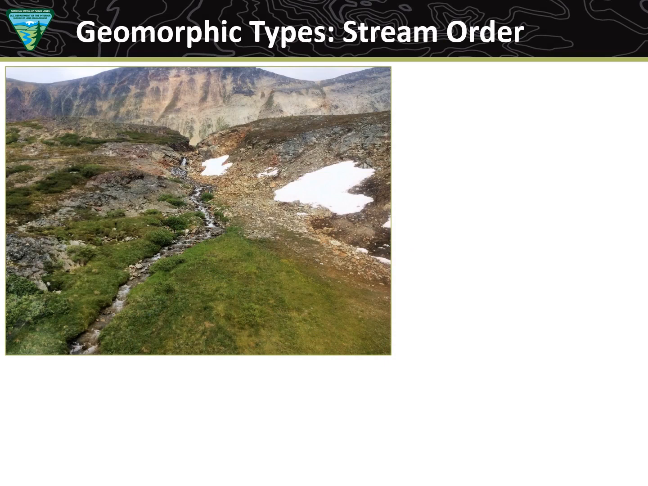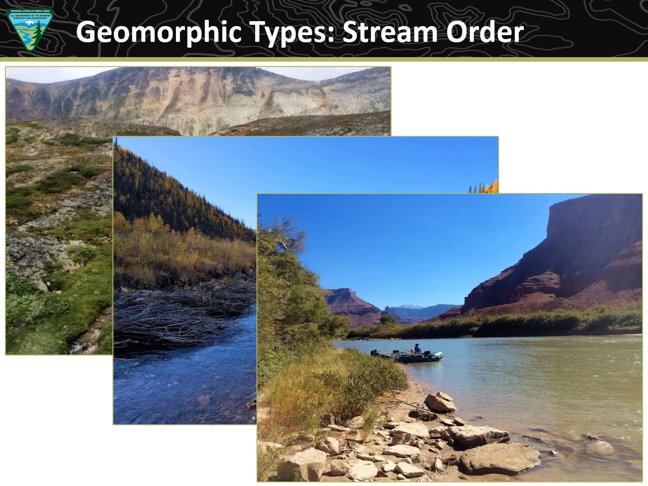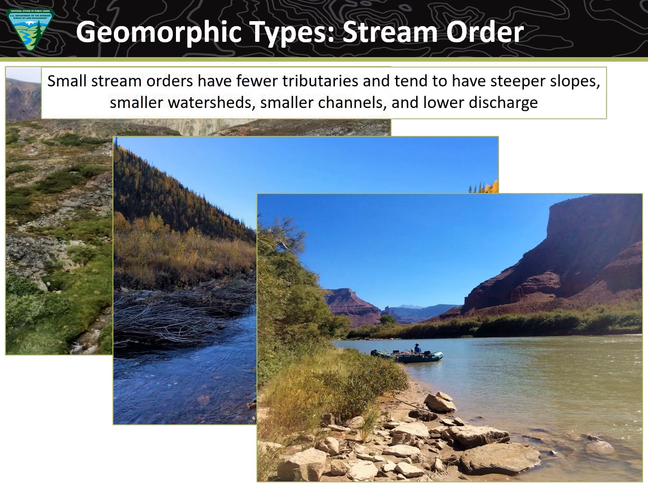Aquatic AIM sample designs commonly use Strahler stream order to organize Lotic systems into 3 size class categories: small streams, which are first and second order, large streams, which are third and fourth order, and rivers, which are fifth order. Again, smaller stream orders have fewer tributaries and tend to have steeper slopes, smaller watersheds, smaller channels, and lower discharge than larger stream orders.